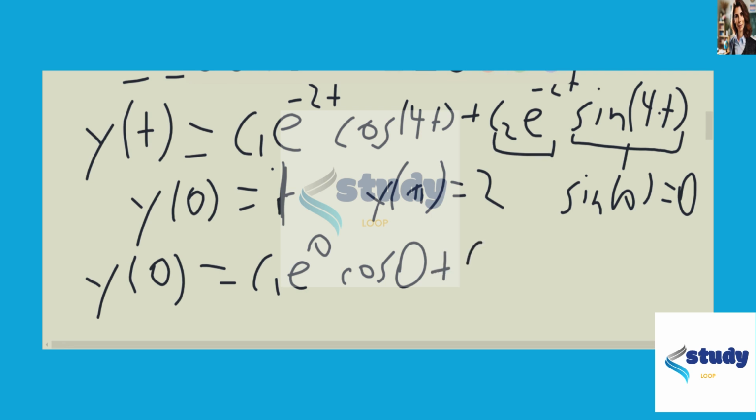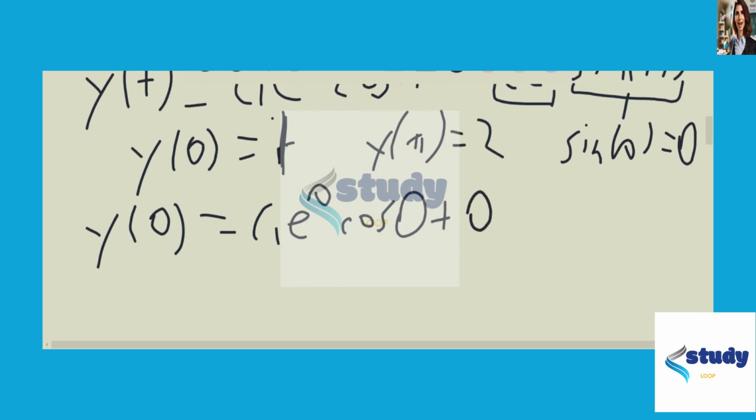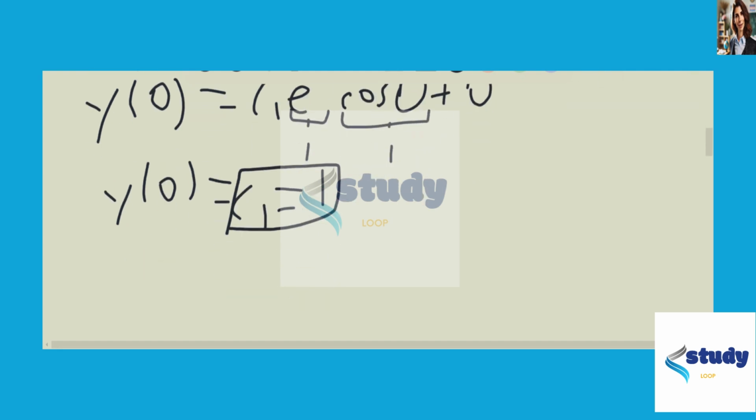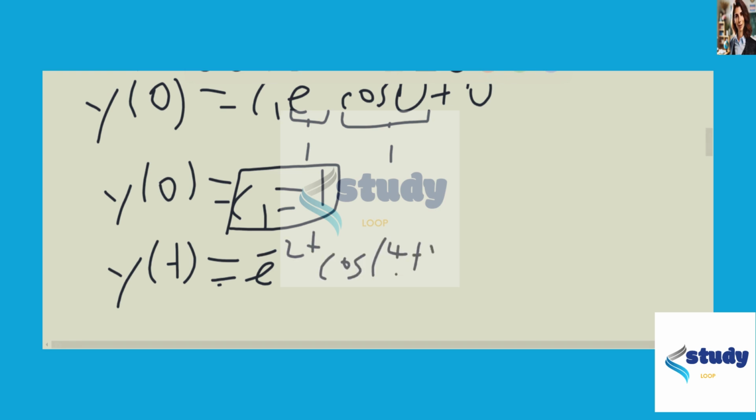So e to the 0 is equal to 1. Cosine of 0 is equal to 1. So y of 0 is equal to c1, which is equal to 1. So we have that c1 is equal to 1. So we have y of t is equal to e to the -2t cosine of 4t plus the constant c2 e to the -2t sine of 4t.